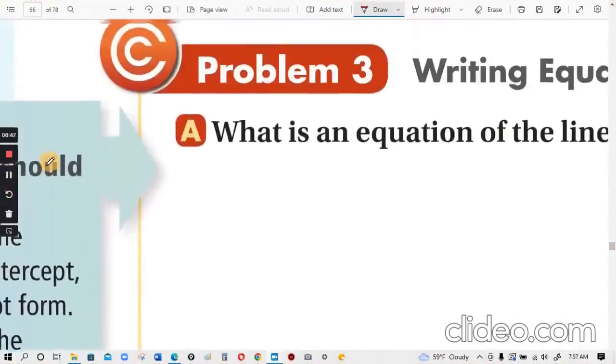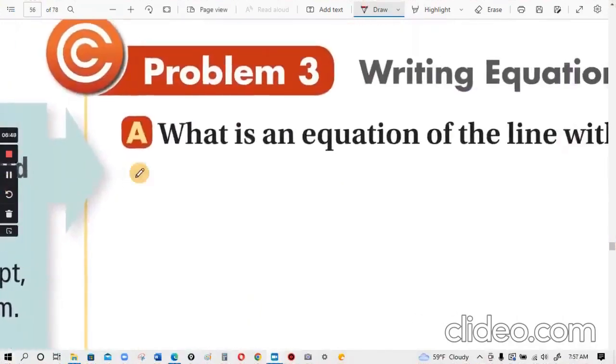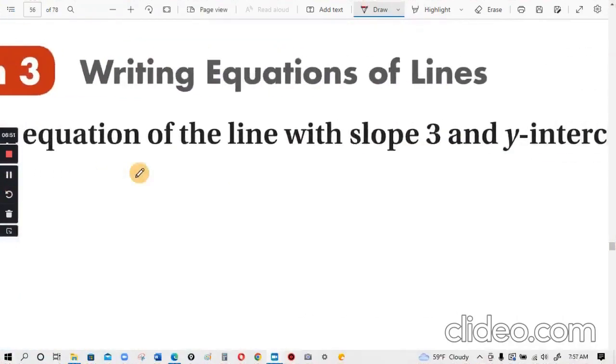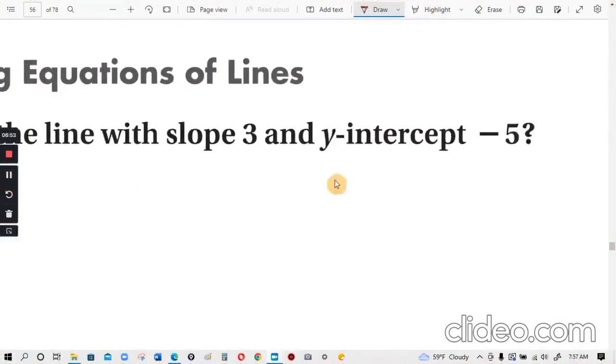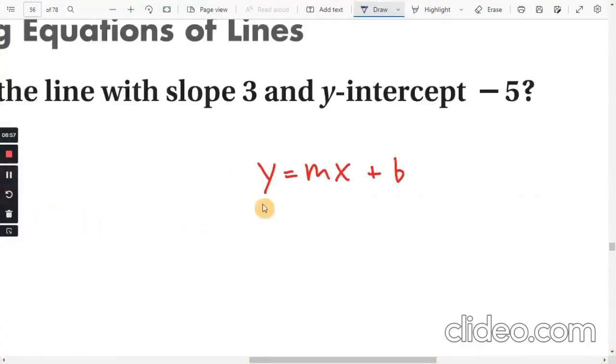Okay, problem 3. They want to know what is an equation of the line with slope 3 and y-intercept -5. So they just want you to write the equation y equals mx plus b. The easiest way to do this: the slope is 3 and the y-intercept is -5. So I want you to plug these two numbers into this equation, and that's it.